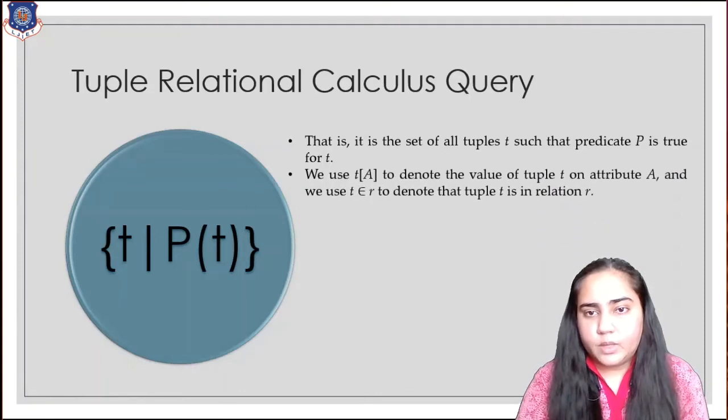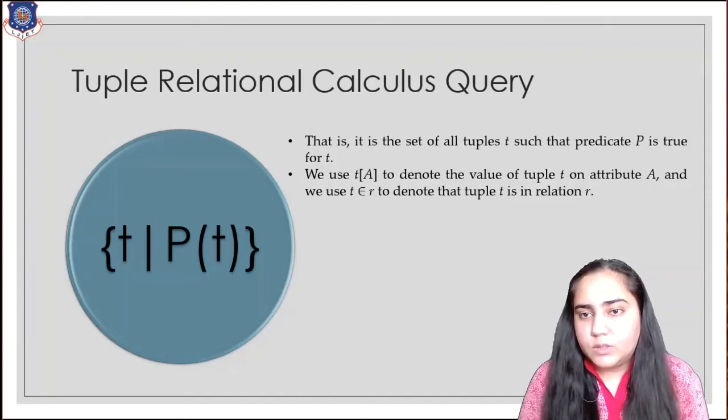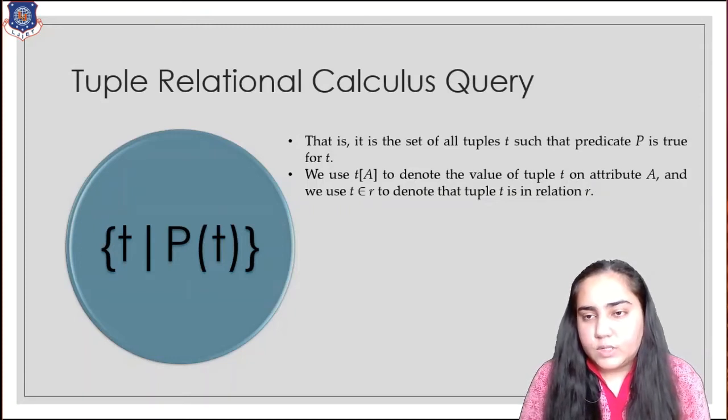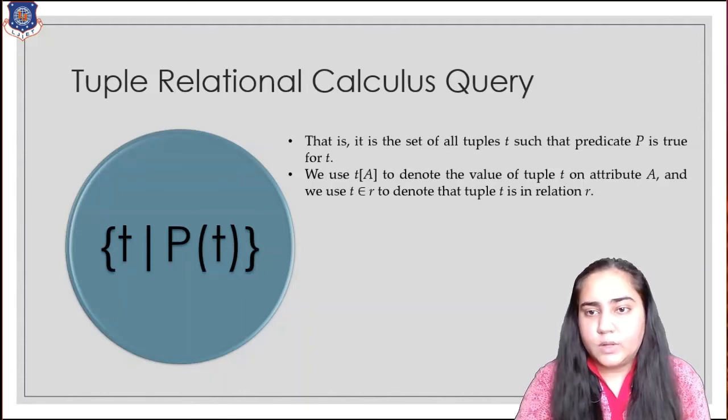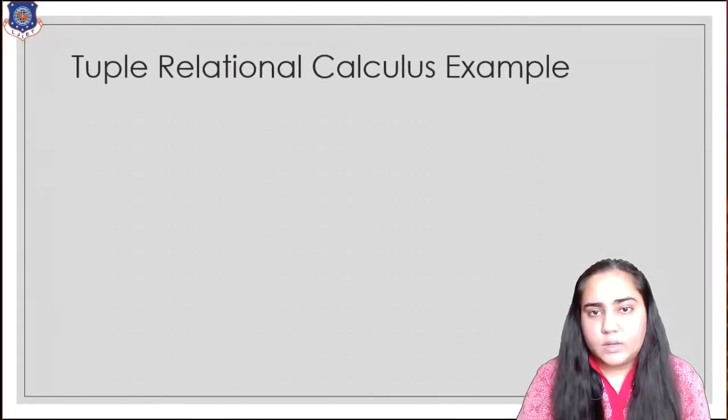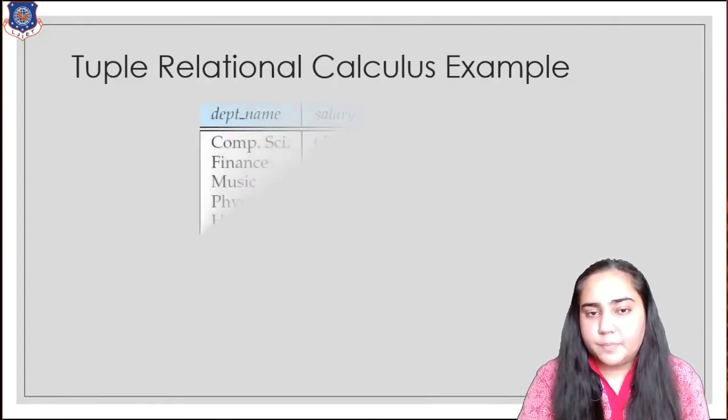And we use T with box brackets A to denote the value of tuple T on attribute A. So A is an attribute, and we show it in box brackets. And we also use T belongs to R to denote that the tuple T is in relation R. So if you write T belongs to R, R would be the relation in which the tuple T is present. Now for knowing this better, I would recommend an example. So let us see an example of such a query.